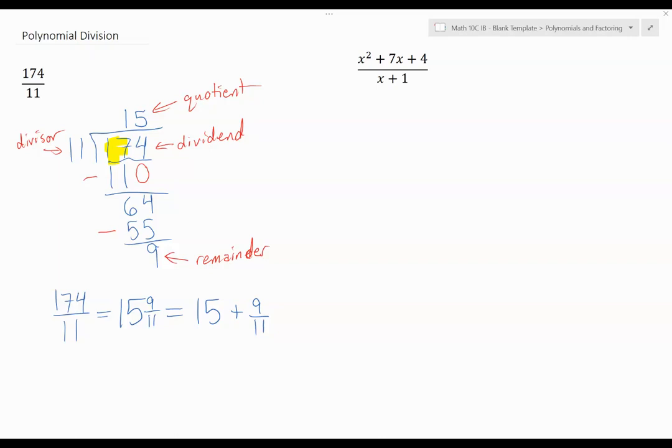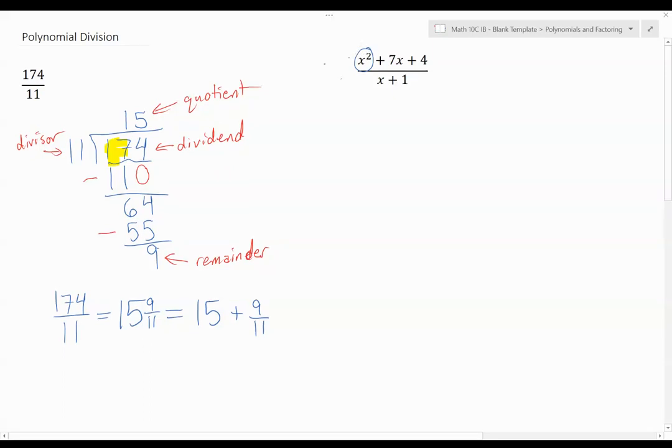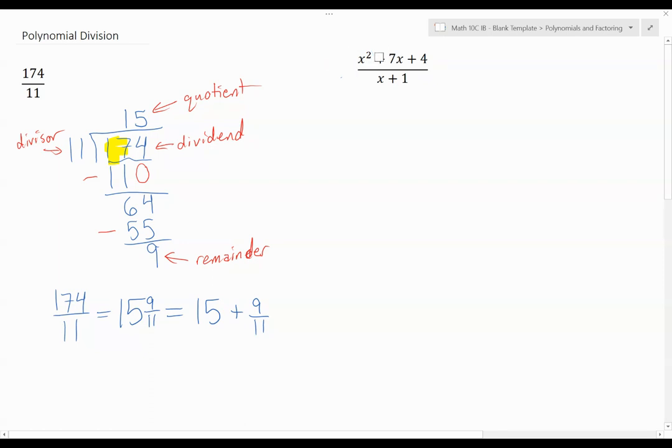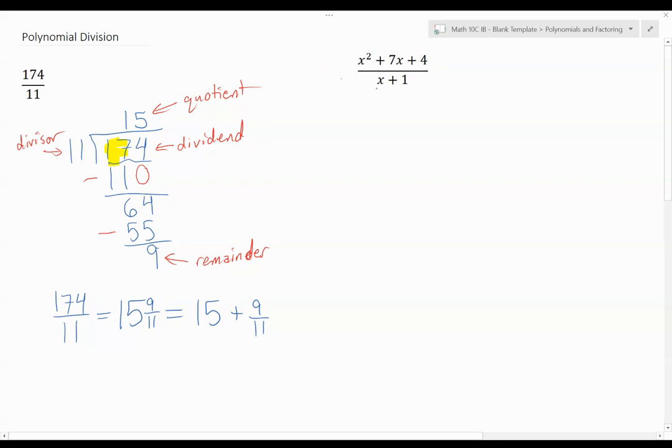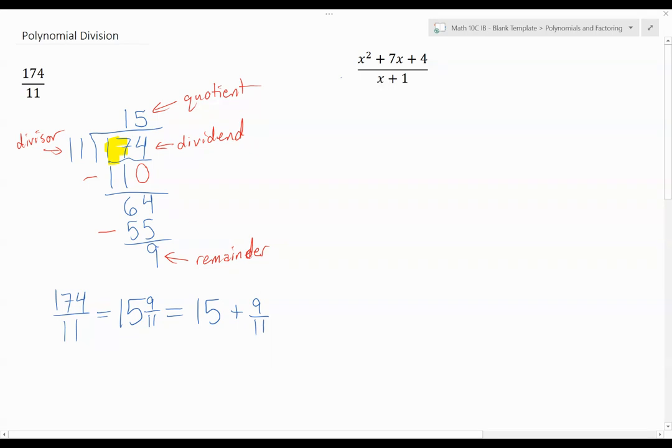In a lot of ways, this division that I've written off here to the right, x squared plus 7x plus 4 divided by x plus 1, is exactly the same division that I've just done. In fact, if x were equal to 10, it would be the division I've just done. So I can consider this to be written out where the x squared term, the quadratic term, is the 100ths place. The linear term, the 7x, is the tens place, and the x in the denominator, sorry, is the tens place. And then I have my constants, which are the ones place.